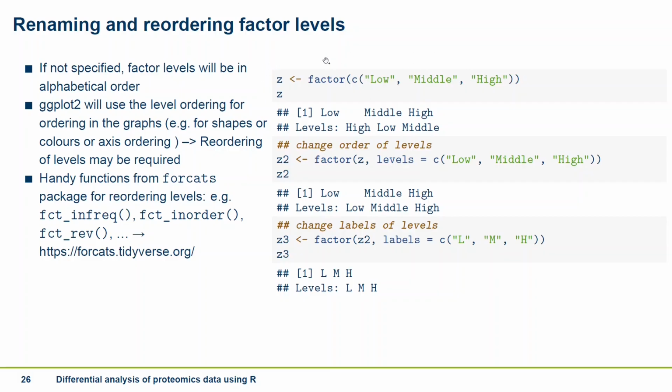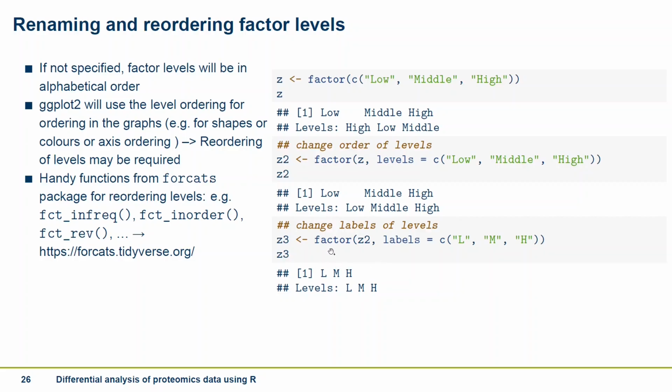Here's an example. Imagine you have some kind of scale with low, middle, and high. This would be also the preferred order, of course, but alphabetically, it will be ordered to high, low, middle. You can change the order, for example, by just applying the factor function again, and then with the levels argument, set the order you want to have, like low, middle, high, and then you will see that this low, middle, high is now appearing here in this level order.